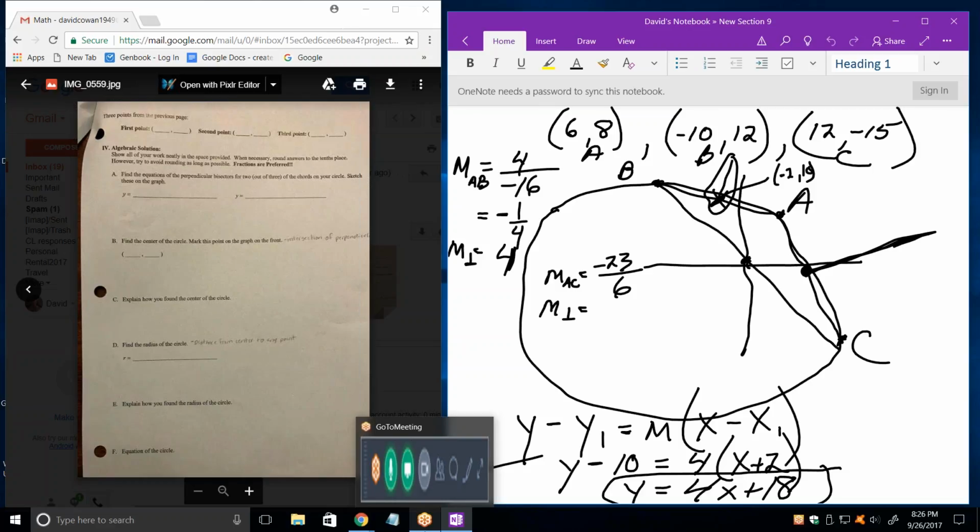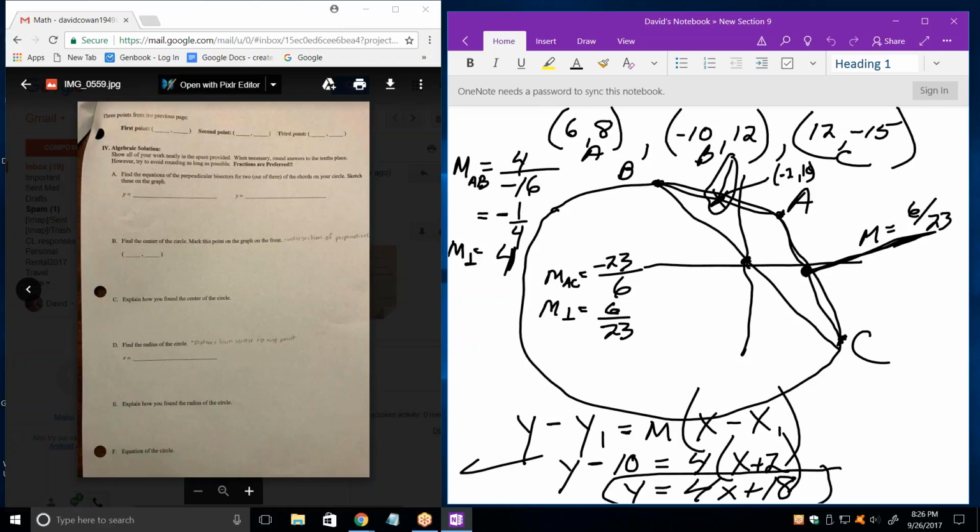The perpendicular bisector would be 23 over 6. You got to do two things. It's the opposite, but you got to flip it also. 6 over 23. So there's our slope. The slope of that line is 6 over 23, and that looks right. It's a positive slope, a fraction, flatter.